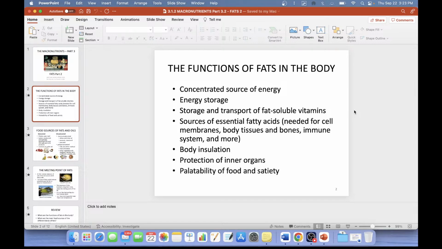Fat is needed for body insulation. Our adipose tissue insulates us thermally, that is from changes in temperature, to maintain a stable internal temperature. But fat is also needed to cushion and protect our inner organs.